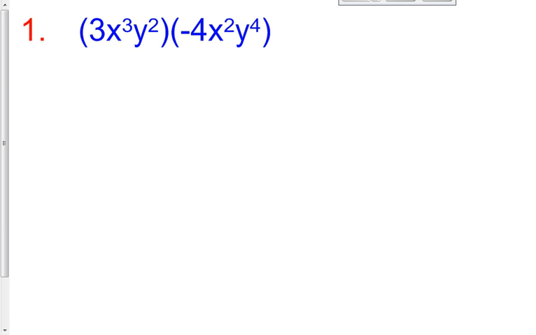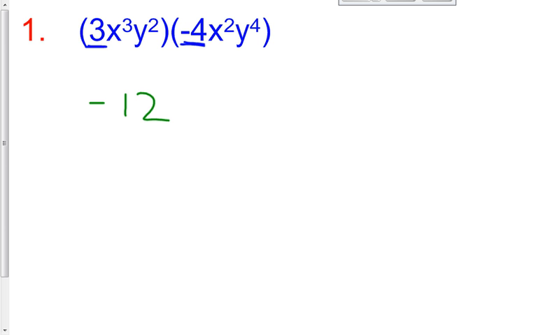Here's the process that we use. The coefficients we actually multiply by each other. So the 3 times the negative 4, we multiply those. 3 times the negative 4 is the number negative 12. Now the exponents, that's where we use the product property. We're multiplying, so when we have the product property for exponents, we add them.